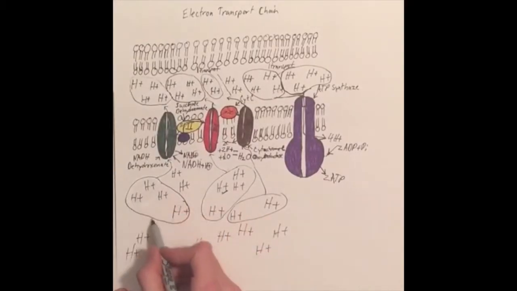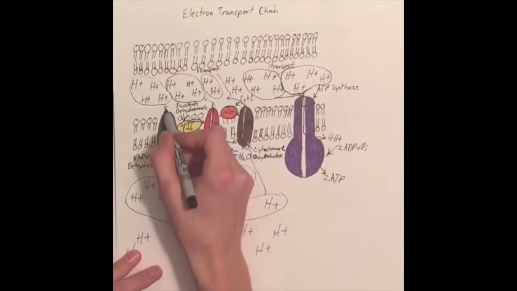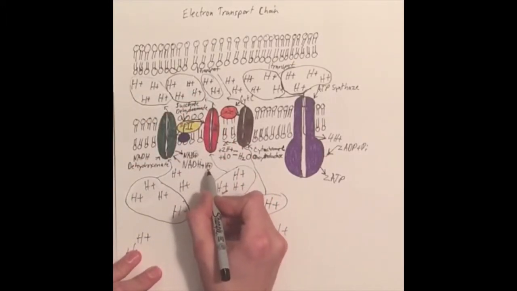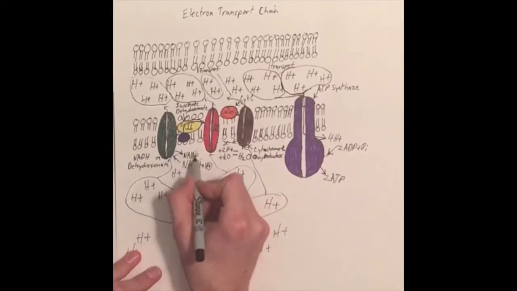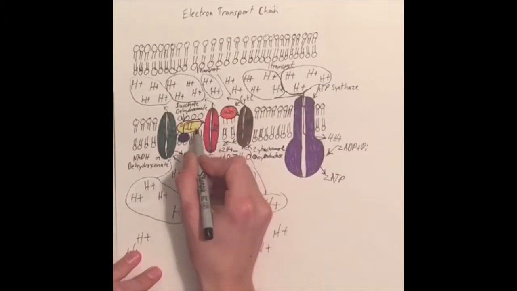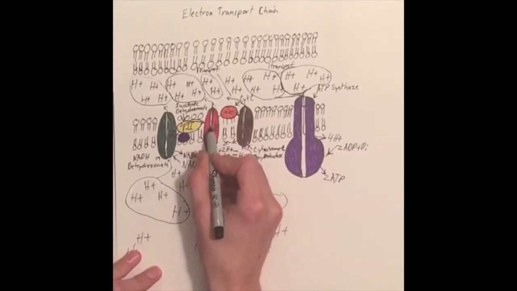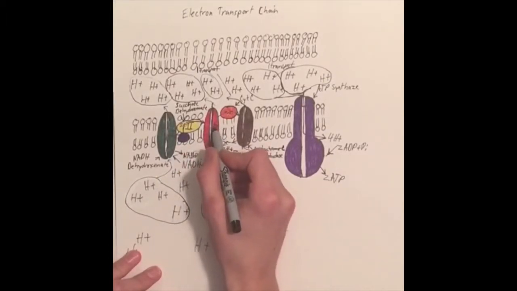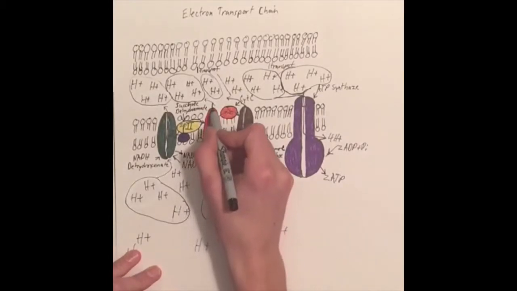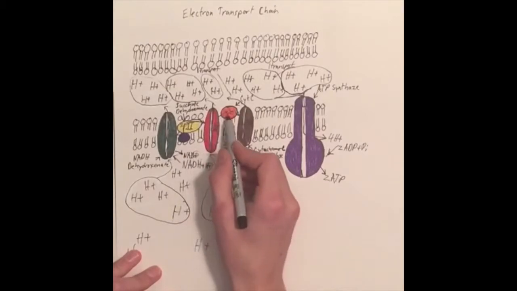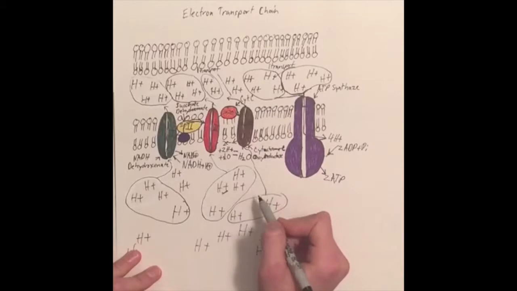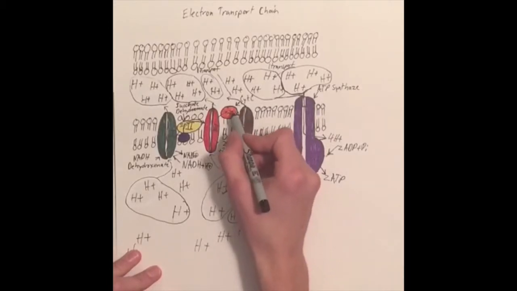4 hydrogen ions are transported through complex 1 and released. 2 electrons from NADH and H+ go into complex 1 and then complex 2 and then complex 3. When they go into complex 3, 4 more hydrogen ions are transported through complex 3. The electrons then go through cytochrome C and then into complex 4.